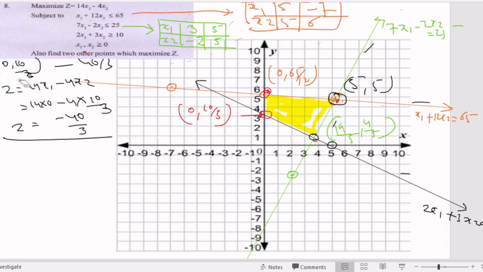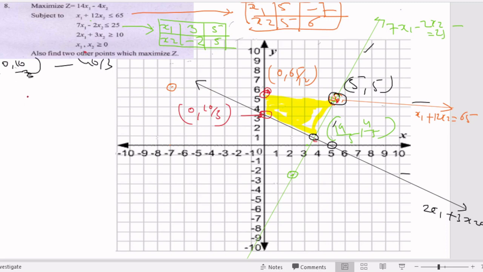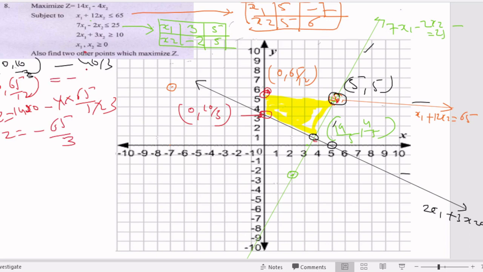Okay, let's see the next one. What is the next point? (0, 65/12). Okay, so z is equal to 14 into 0 minus 4 into 65 by 12. The 4 and 12 get cancelled. So z is equal to minus 65 by 3, which is not the maximum profit because it's negative.